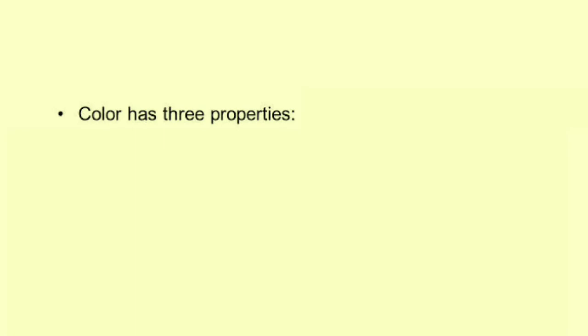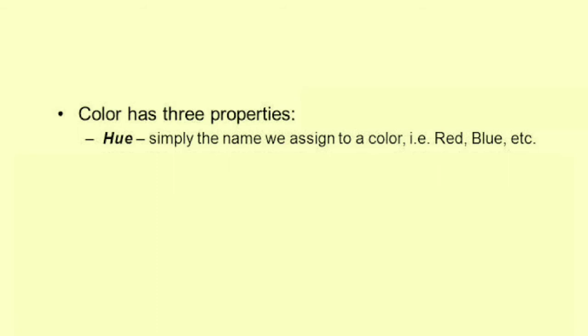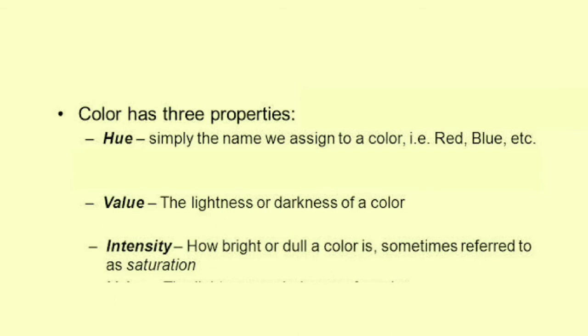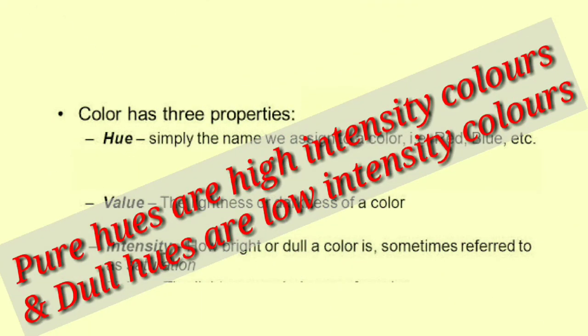Color has three properties. First is hue. Hue is the name of a color, such as red, blue, or yellow. Second is value. Value is the lightness or darkness of a hue. The value of a hue can be changed by adding black or white. And the third one is intensity. It is the brightness or dullness of a hue. Pure hues are high intensity colors. Dull hues are low intensity colors.